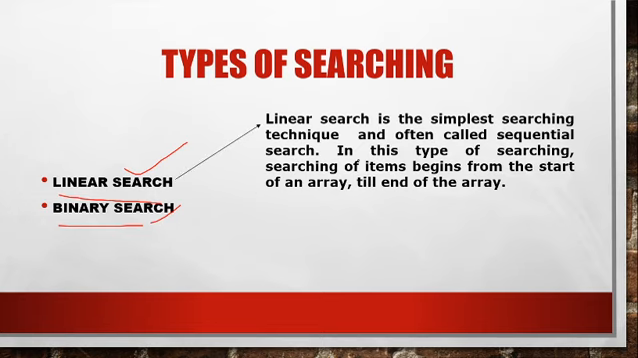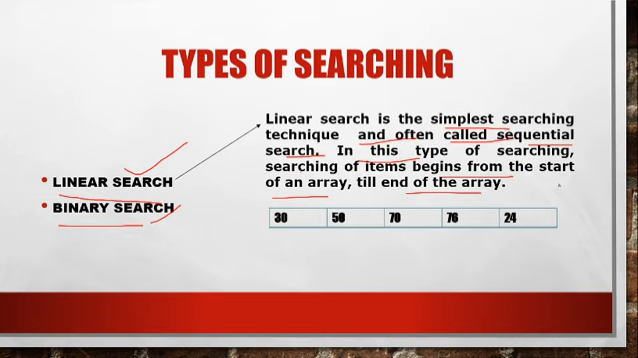Linear search is the simplest searching technique and is often called sequential search. The linear search is also known as sequential search. In this type of searching, searching of items begins from the start of an array. The searching starts from the zero index till the end of the array. If the number to be searched is present there, then the search will be successful. Otherwise, the search will not be successful.